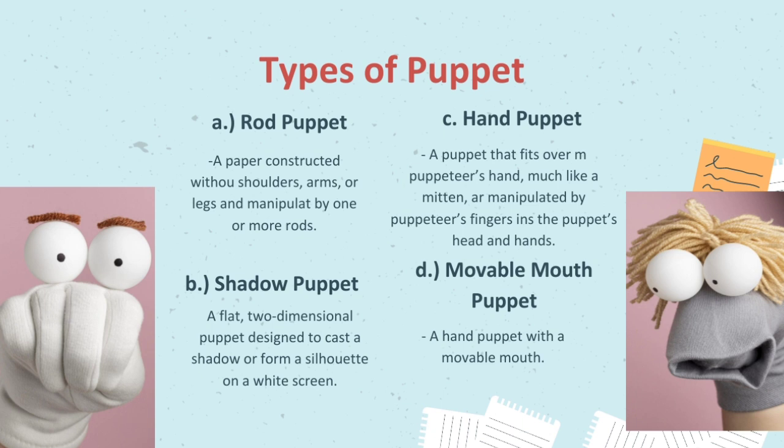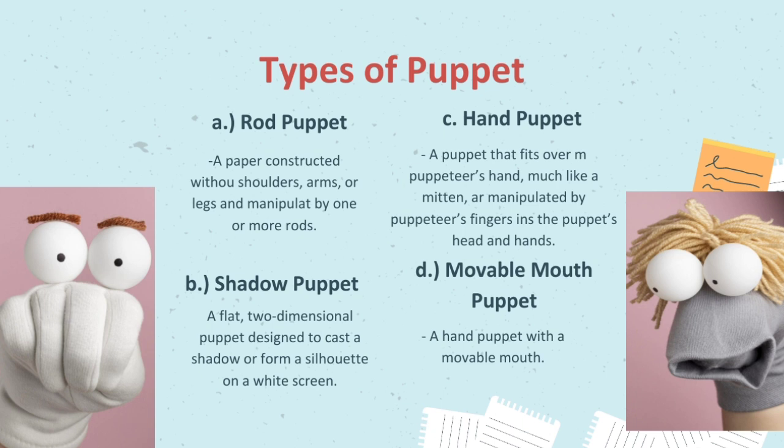And then the shadow puppet. It is a type of puppet that is flat, a 2D puppet that casts a shadow on a white screen. It creates a silhouette for the audience to see. The next is the hand puppet. This type of puppet is worn over the puppeteer's hand like a glove or a mitten. The puppeteer uses their fingers to move the puppet's head and arms.